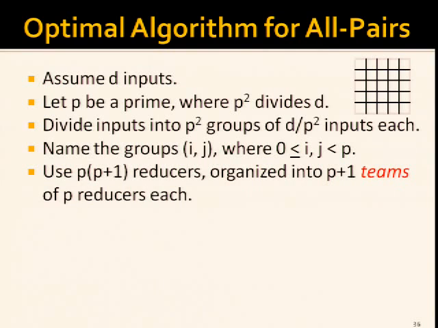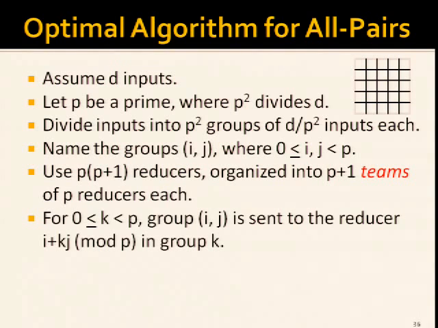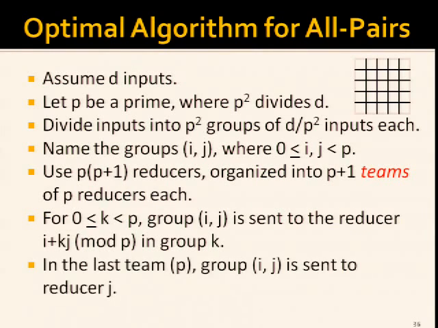Okay. Now, I'm going to use P times P plus 1, or P squared plus P, reducers, and I'm going to organize them into P plus 1 teams. Each team gets P reducers. And for the first P teams, the members of group ij are sent to i plus kj, all computed modulo P. So if k is the team number, for k equals 0, j doesn't matter at all. It's just the row number that matters. For k equals 1, it's i plus j modulo P. For k equals 2, it's i plus 2j modulo P, and so on. And then there's a special team, the last team, which is team P. Group ij is sent to the reducer j.